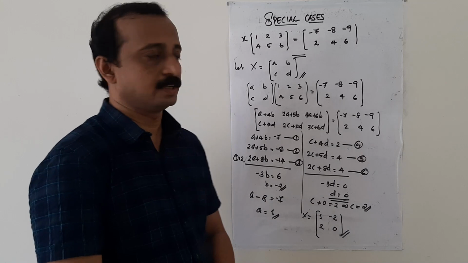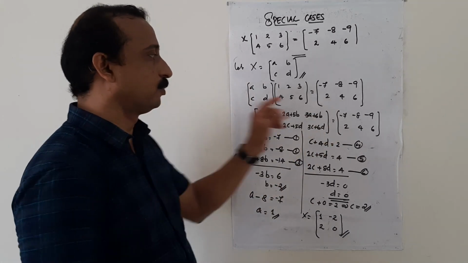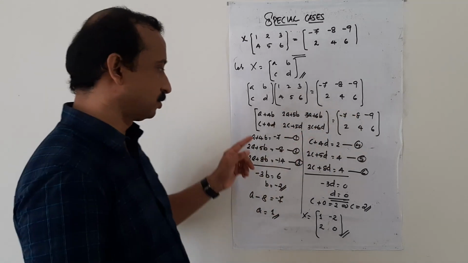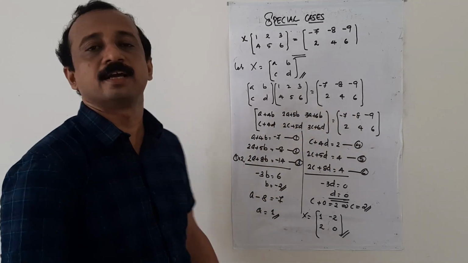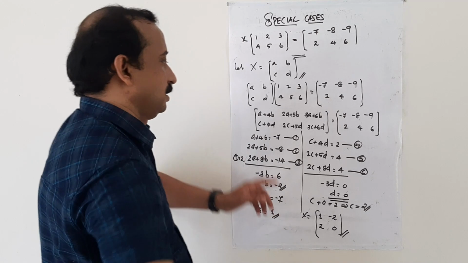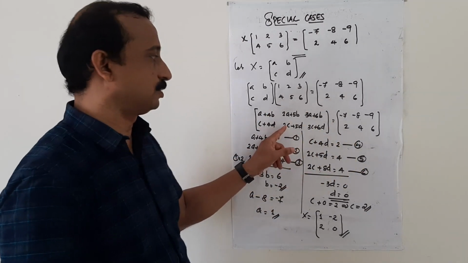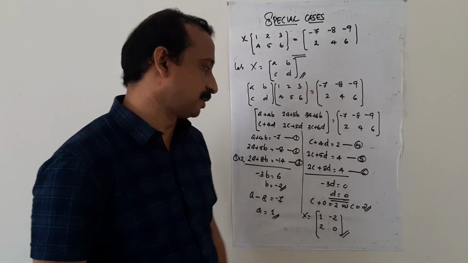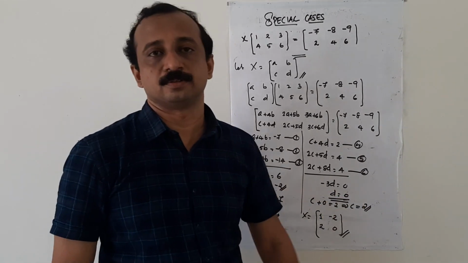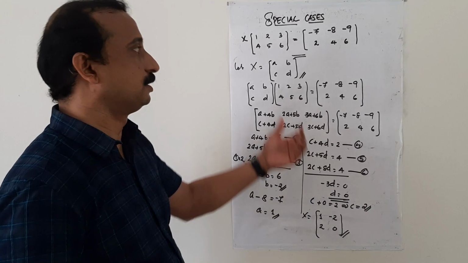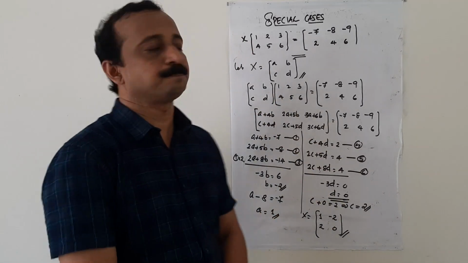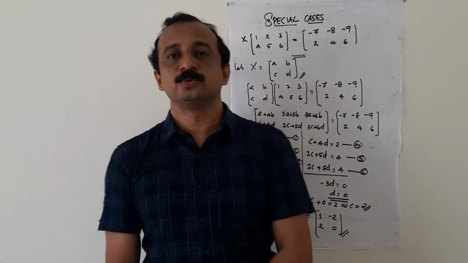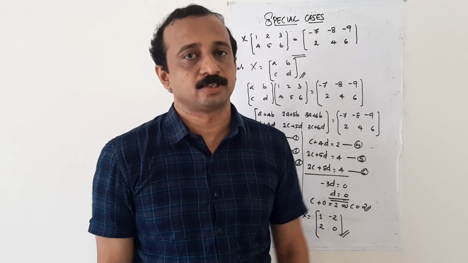We get. Now equating these terms, that is A plus 4B equal to minus 7, and 2A plus 5B equal to minus 8. Solving these two equations, we get A equal to 1 and B equal to minus 2. Similarly, C plus 4D is equal to 2 and 2C plus 5D equal to 4. Solving these two equations, we again get C equal to 2 and D equal to 0. Substituting A, B, C, D into the given matrix X, we get X is equal to 1, minus 2, 2, 0.